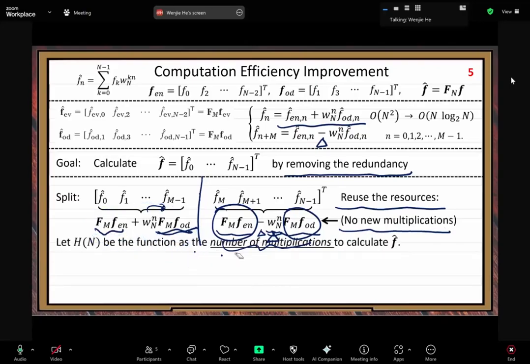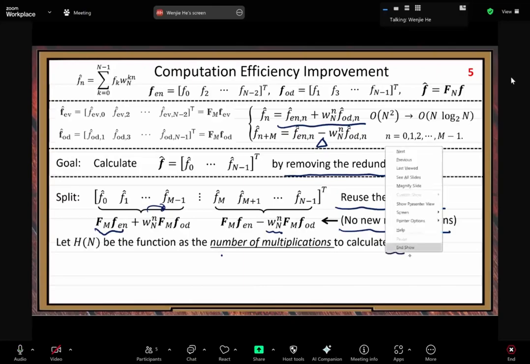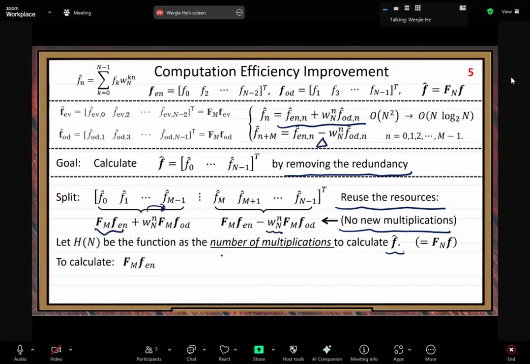Then let's look at the number of multiplications. This time, we calculate the number of multiplications. We use a function, capital H of m, as the number of multiplications to calculate this f hat vector. So we need to estimate this number. How large is this number, using the fast Fourier transform?